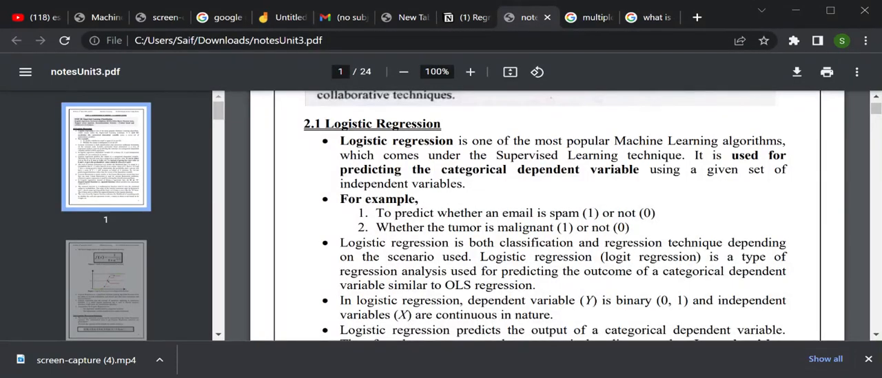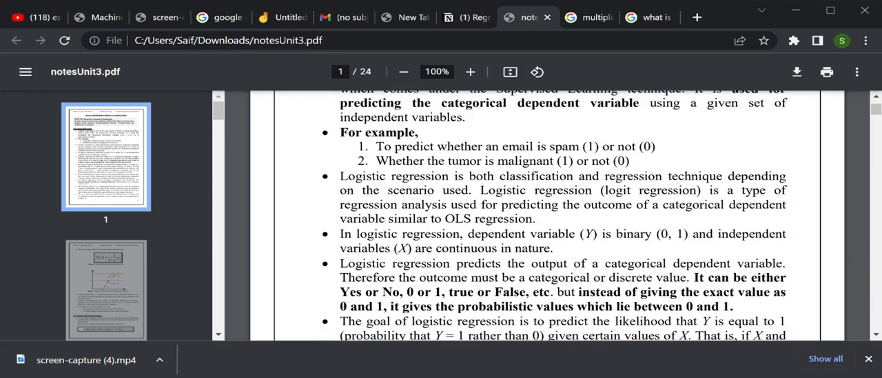For example, to predict whether an email is spam or not, or whether a tumor is malignant or not. Logistic regression is both a classification and regression technique, depending on the scenario. I told you before that it can be both, and the reason it comes under the classification chapter is this: logistic regression is a type of regression analysis used for predicting the outcome of a categorical dependent variable. This is important. It is used for a categorical dependent variable.